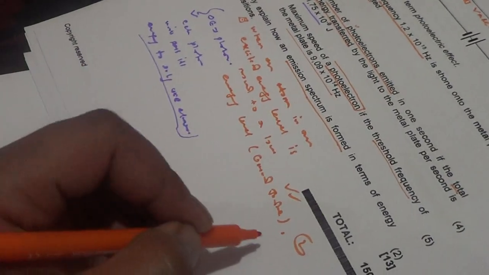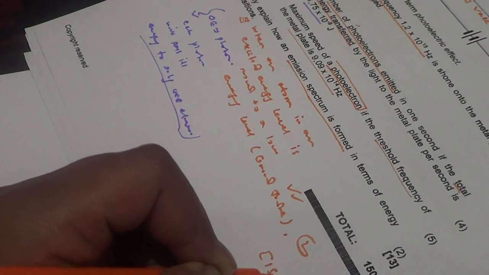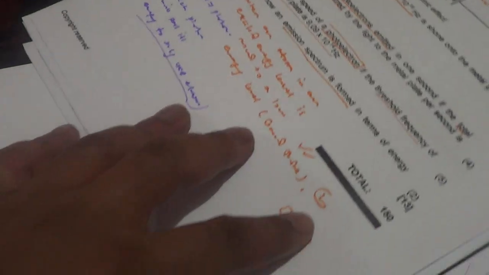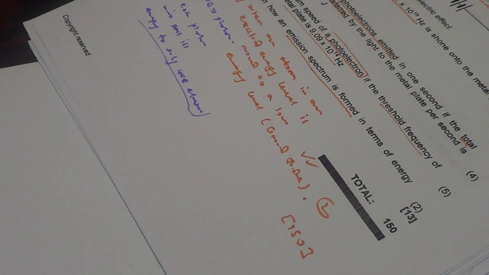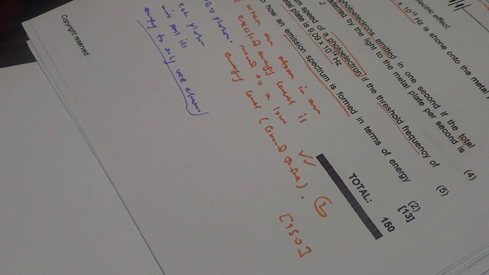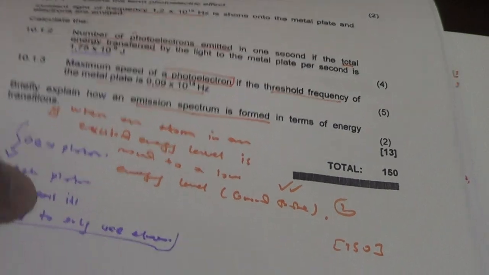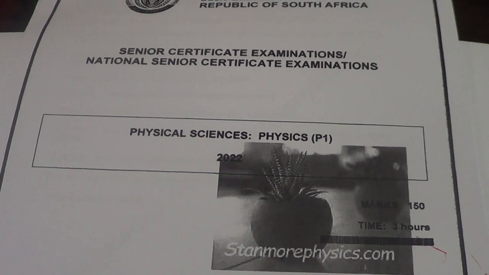All right, guys. So that sums up the 150 marks that I hope you guys got. If you didn't get 150, it's fine. You will still get that distinction. So if you didn't get it, try again. Don't give up. Alright guys, so this is how far I could attempt to answer your physical science paper 1 for May, June 2022.